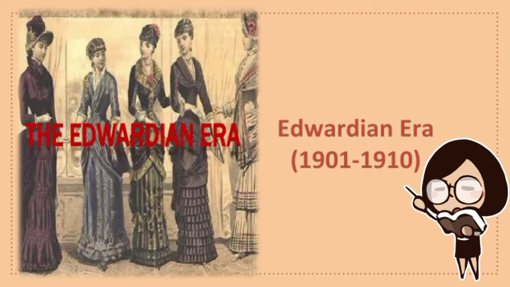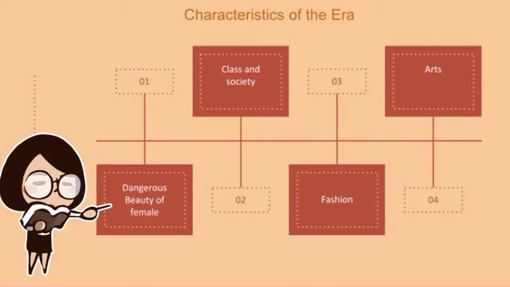And the next one, we are going to the Edwardian era, which is from 1901 until 1910. And let's check the characteristics of this era. The first one is the dangerous beauty of females. One example was face bleaching, where some women in this era felt that an extremely pale, fair complexion was important. And the second one is class and society. The Edwardian era was an era during which British economic and social change created an environment in which there was more social mobility.